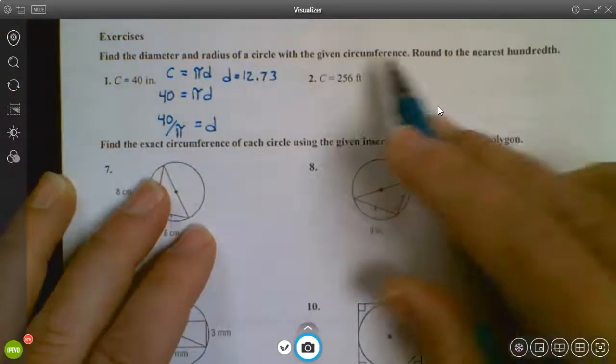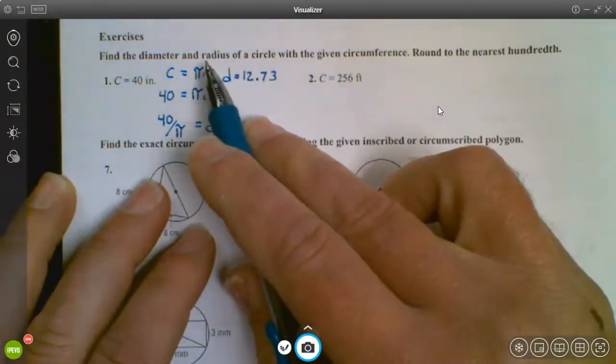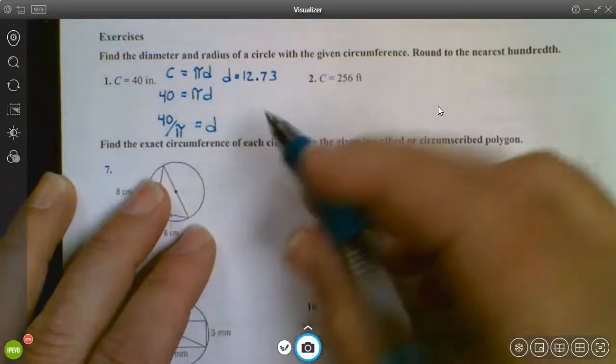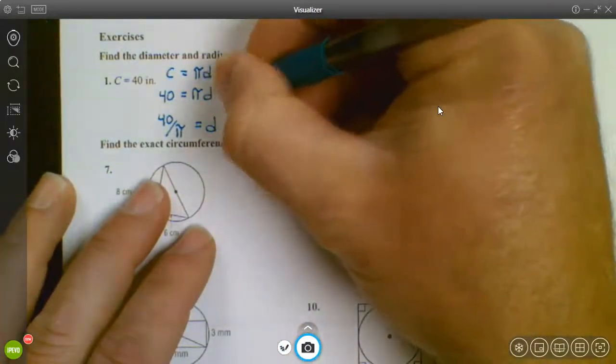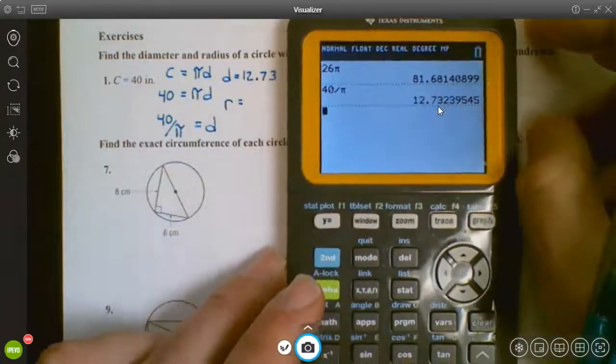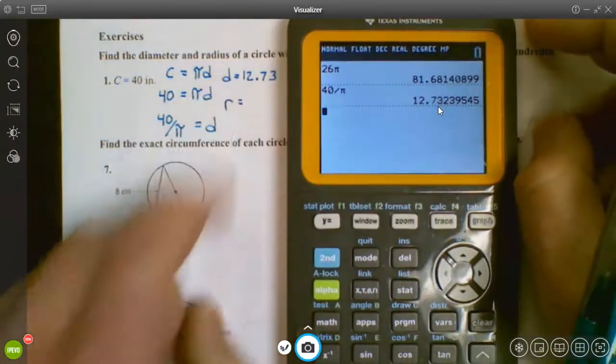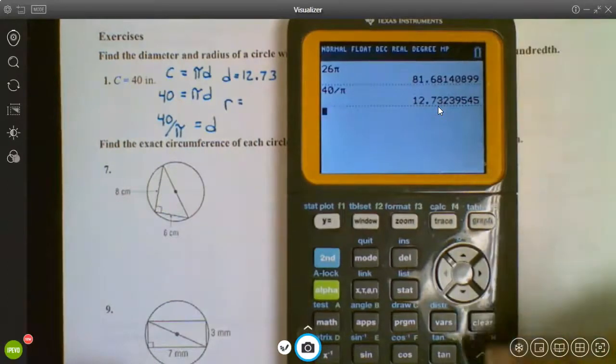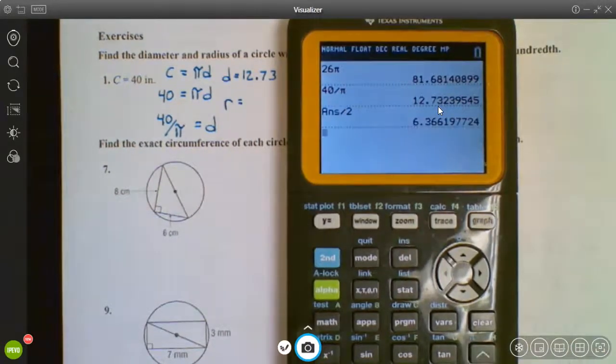The other thing they asked us to find on this was the radius. Well, if my diameter is this, how do we use that to figure out the radius? Remember that relationship? It's half. So we know that it takes 2 of these to get the diameter. So if I take my diameter and divide it by 2, now I have the radius. So if we round that to the nearest hundredth, 6.37.